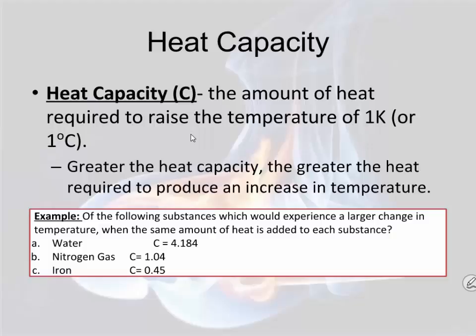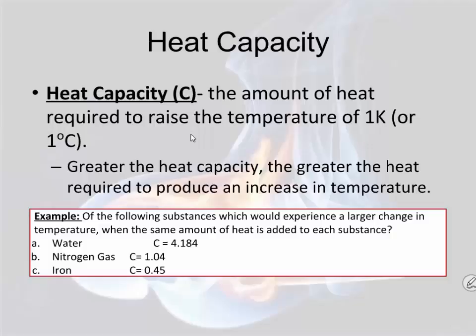So let's look at the example. Of the following substances, which would experience a greater change in the temperature when the same amount of heat is added to each? So we have water, which has a C of 4.184, nitrogen gas, which has a value of 1.04, and iron, which has a value of 0.45. So out of these three, the answer should be C, iron, because it has the lowest value. So it's going to have the largest change in temperature.